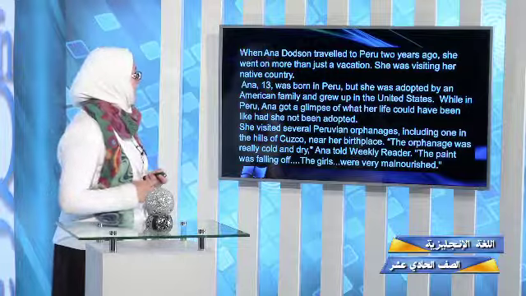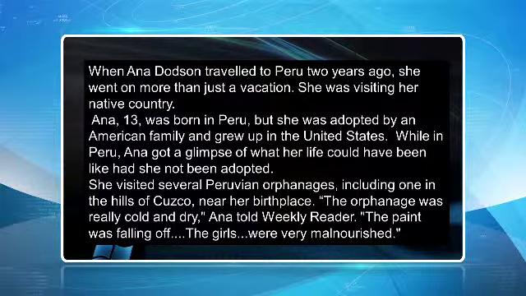Let's read it together. When Anna Dodson traveled to Peru 2 years ago, she went on more than just a vacation. She was visiting her native country. Anna, 13, was born in Peru, but she was adopted by an American family and grew up in the United States. While in Peru, Anna got a glimpse of what her life could have been like had she not been adopted. She visited several Peruvian orphanages, including one in the hills of Cusco, near her birthplace. The orphanage was really cold and dry, Anna told Weekly Reader. The paint was falling off, the girls were very malnourished.